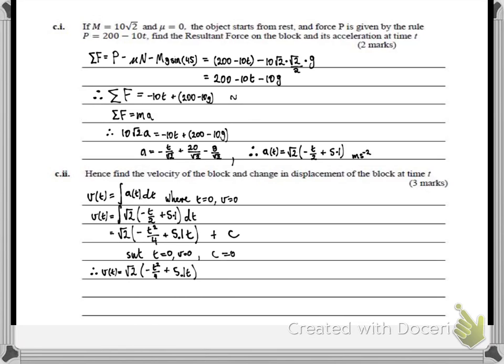Now, the next part is find the change in displacement. So how does displacement relate to velocity? Again, that's the antiderivative of velocity. It gives us our displacement. So let's set up the integral. Okay, again, we're integrating with respect to time, so the root 2 factor doesn't take part. You can think of it as a factor out the front of the integral, and it just stays as is. So we're integrating the terms inside the bracket.